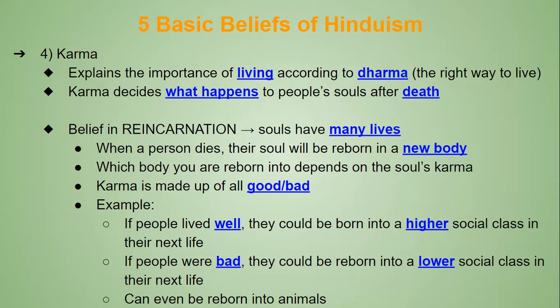Okay. And so that's why, even if you're an untouchable, you think, well, I deserve this. I must have done something in my last life to be reborn in a lower caste. Or if you're a Brahmin, you may think, wow, I deserve this. I must have done a really good thing to be reborn in a high class.